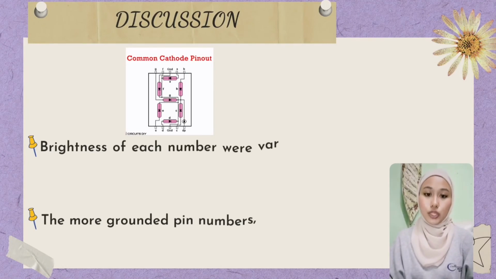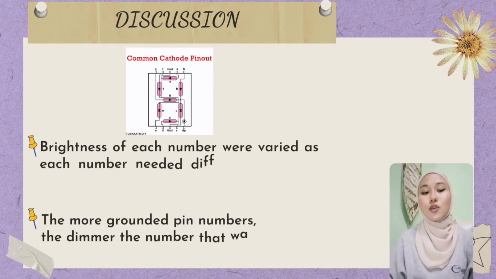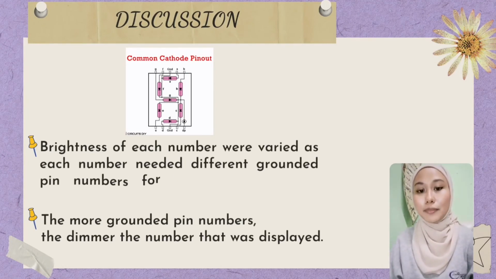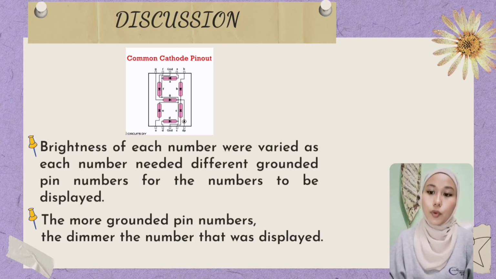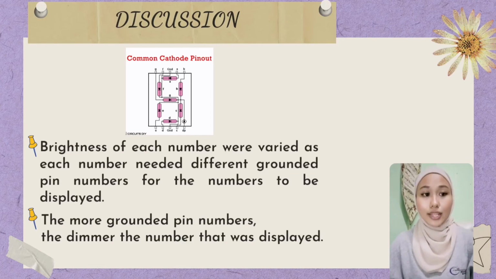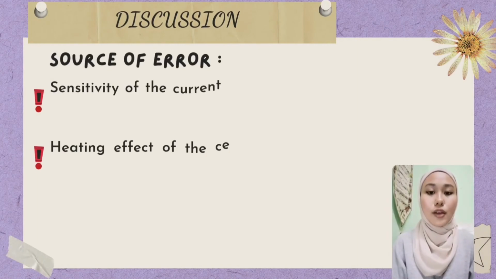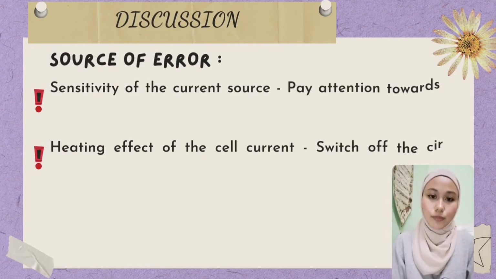Besides, based on part 3 of this experiment, it is obvious that the type of 7-segment display that we used was common cathode. The brightness of each number varied as each number needed different grounded pin numbers to be displayed. Apart from that, it is clear that the more grounded pin numbers, the dimmer the number that was displayed. There are a few factors that affect the result of the experiment.